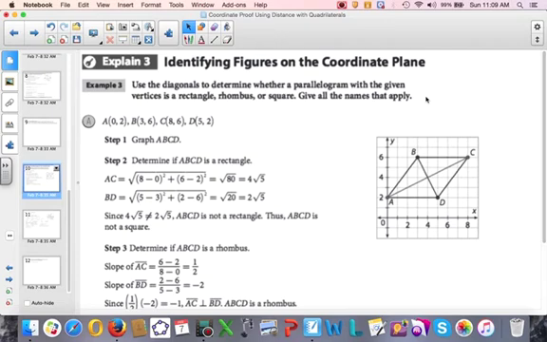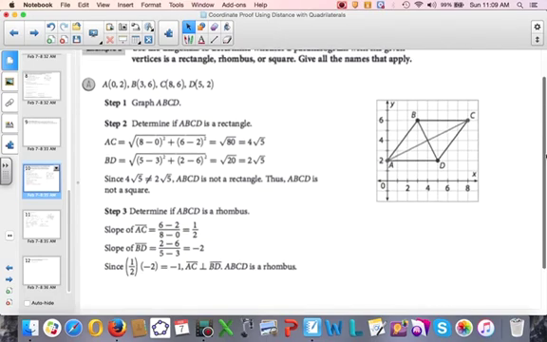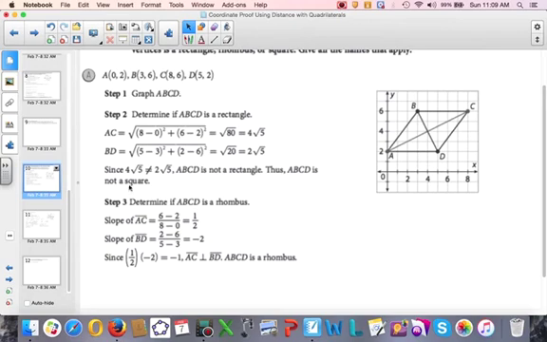In this figure, we're trying to classify the quadrilateral as a rectangle, rhombus, or square. So we're already told that it's a parallelogram. So in step 1, they've graphed it. Step 2, they're determining if it's a rectangle. Notice how? By finding the length of the diagonals and showing that they are not equal to each other. Since it's not a rectangle, we know it's not a square.